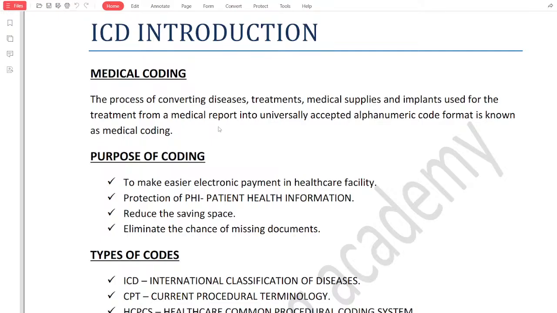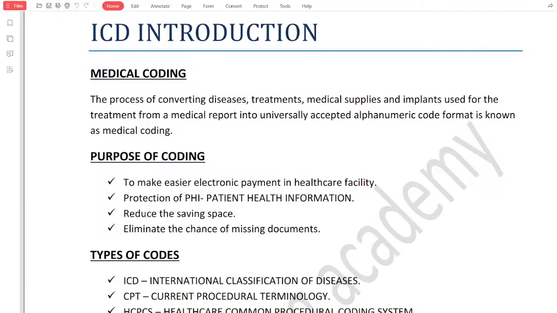Patient health information is protected through medical coding because it's a coding format, an alphanumeric code. So an unauthorized person cannot read it, because these are medical codes. Nobody can read them without the permission of the healthcare provider, and they don't understand the basic things, because it's coding. Only medical coders can read medical codes.